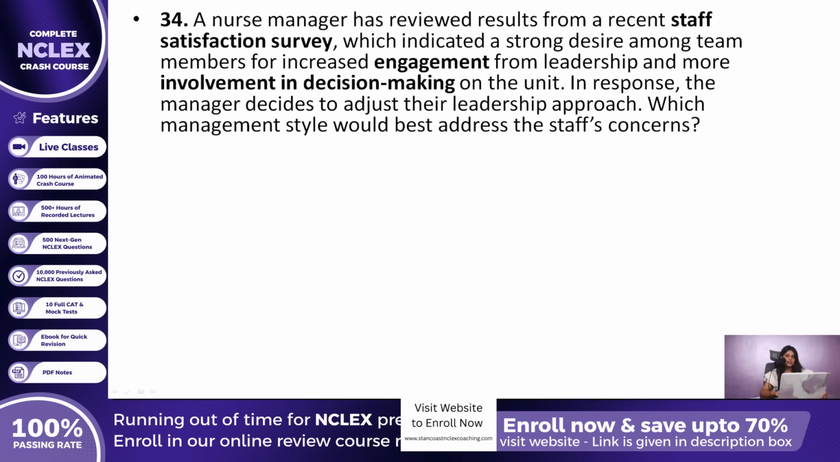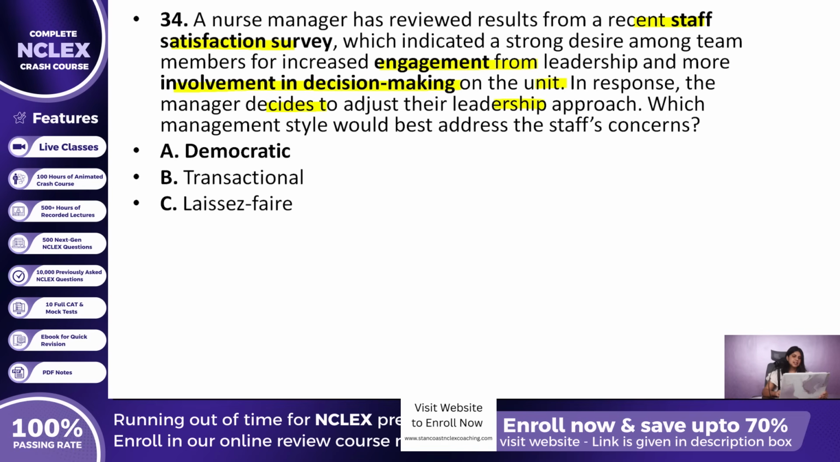34. A nurse manager reviews the results of a recent staff satisfaction survey, which reveals that team members strongly desire more engagement from leadership and greater involvement in decision-making on the unit. To address this feedback, which management style would be most effective? The options are A, democratic, B, transactional, C, laissez-faire, or D, autocratic.